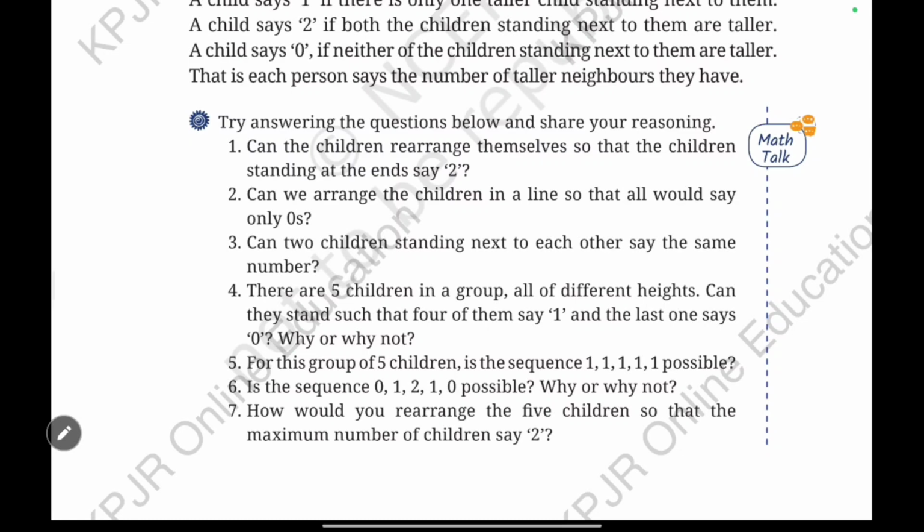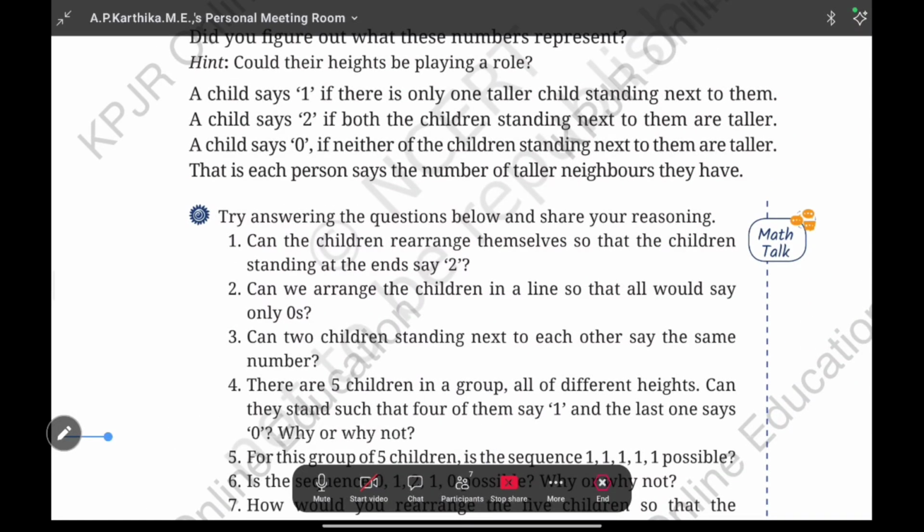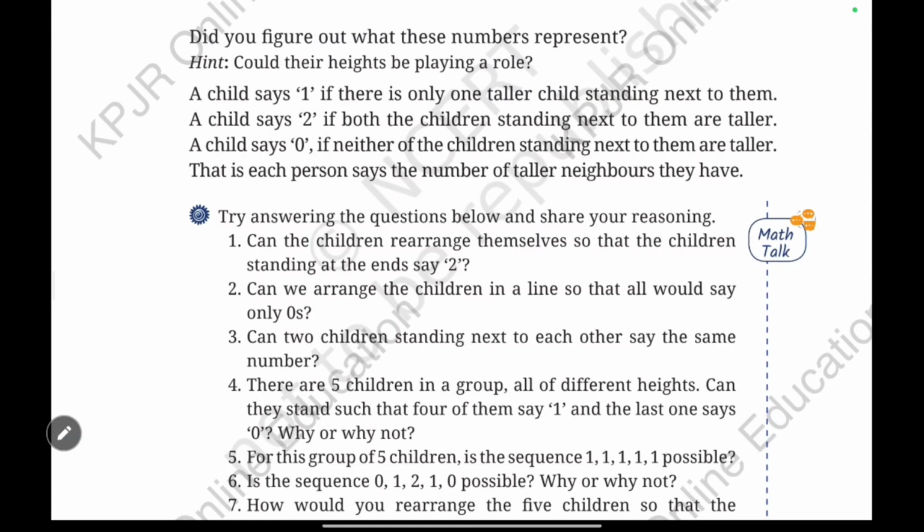Each of the other four children has one taller neighbor, the one before them. So one shorter neighbor, one taller neighbor. Got it? So one after the other, they all say one. One means a taller child stands next to them. So you have to arrange them in descending order. Got it?